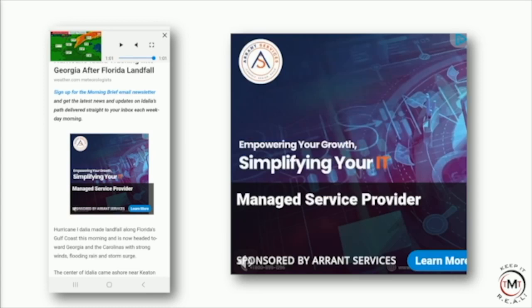Then I was going on, in the morning, on my phone, I was reading, this was about when the hurricane was a couple weeks back. What came up in the middle of the page? Simplifying your IT, managed service provider, sponsored by Errant Services. There's someone else in their market who's saying, why aren't I getting this business? I talked to so-and-so before, but when I called them back 3, 6, 9 months later, they went with a different company. They went with Errant. It's because Errant's staying in front of them all over. Just a simple ad like this.